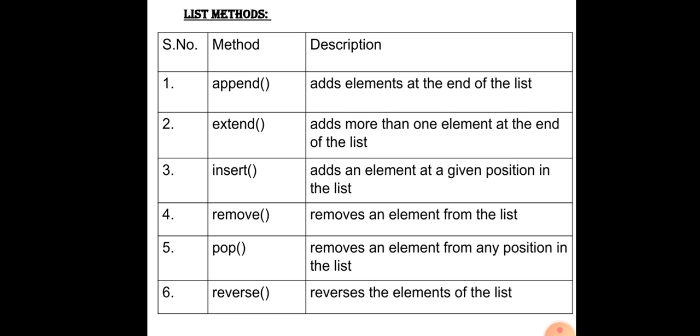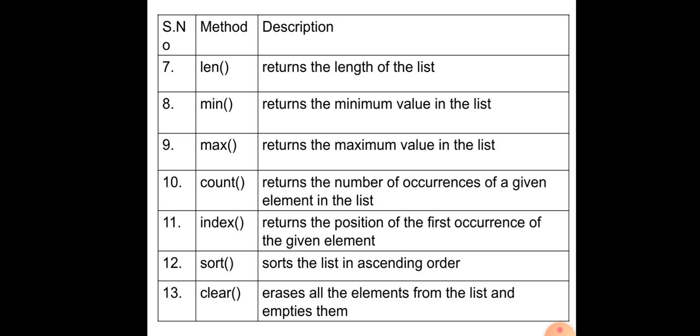And the fourth method is remove. This removes an element from the list. And the fifth one is pop. This method removes an element from any position. We can specify the position where the element is to be removed. And the sixth method is reverse. This reverses the elements of the list.